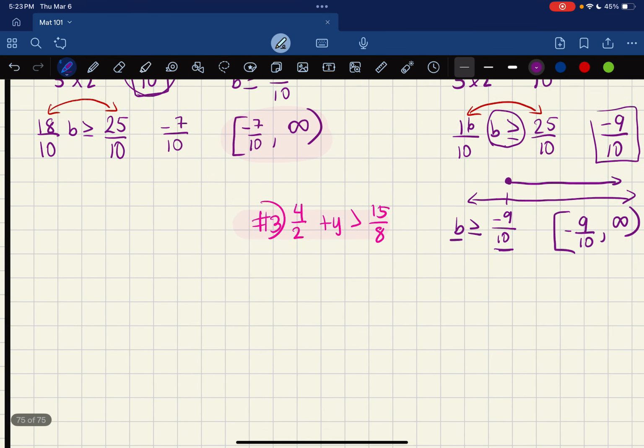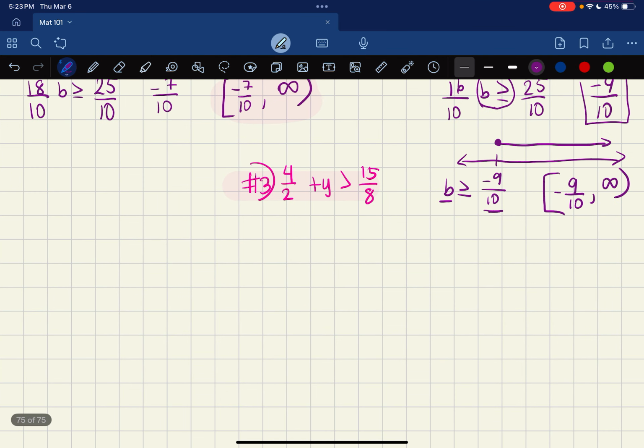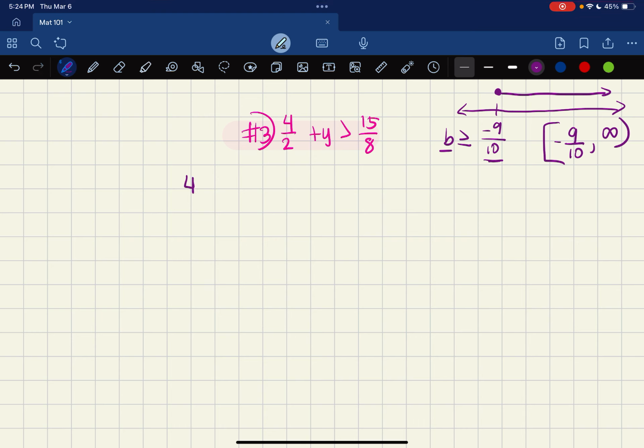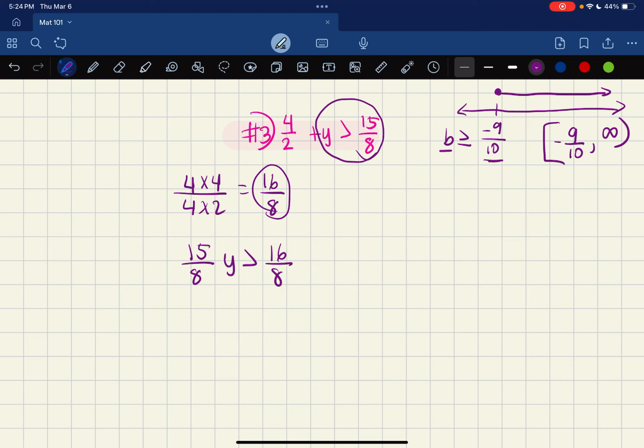Now let's go to the third one. We're going to start with the first fraction. So here we have 4 times 4 and 4 times 2. 4 times 4 is equal to 16, and 4 times 2 is equal to 8. Now we're going to bring down this whole thing right here. So 15 over 8, y, the sign, and then we're going to bring this down, 16 and 8.